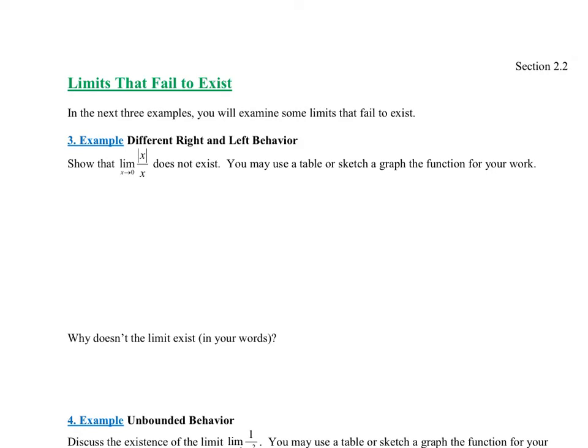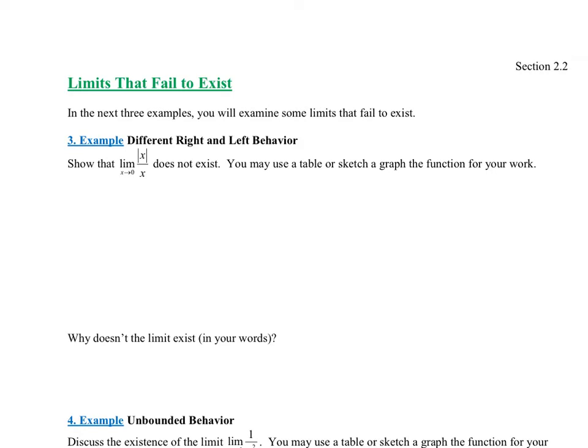Example 3 says, show that the limit as x approaches 0 of the absolute value of x all over x does not exist. You may use a table or sketch a graph of the function to show your work. So this is totally up to you. I don't care how you do this.